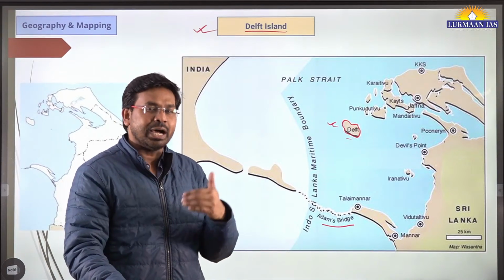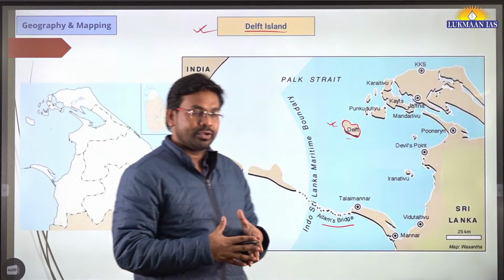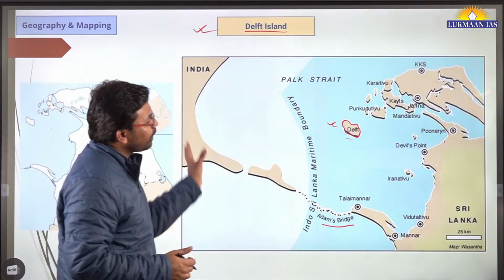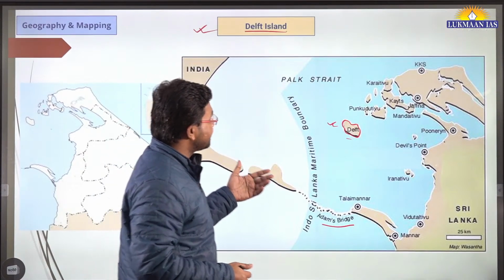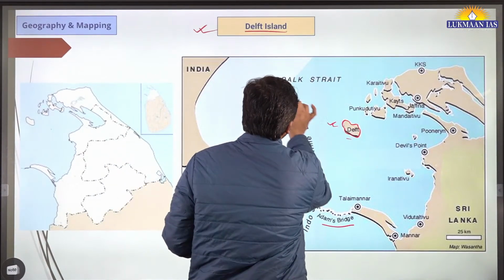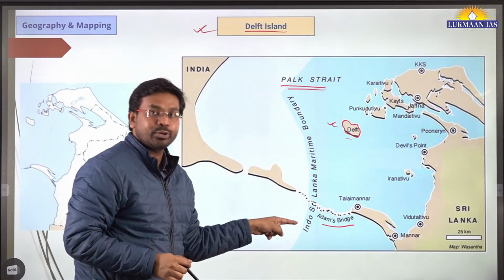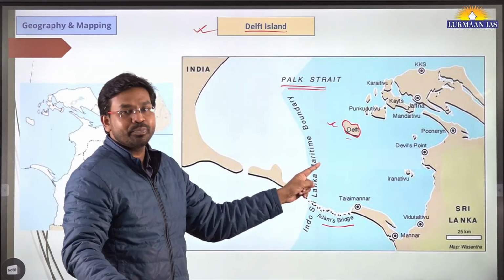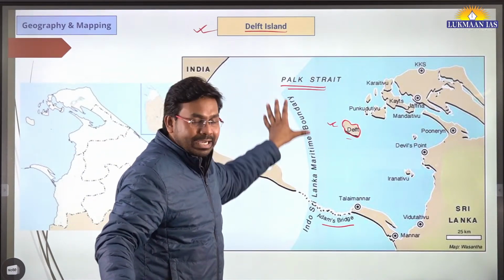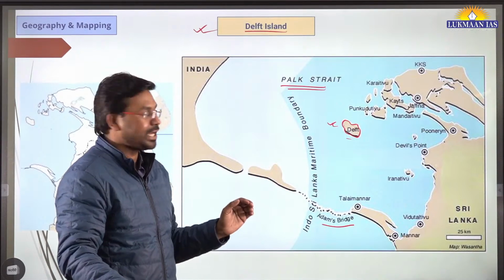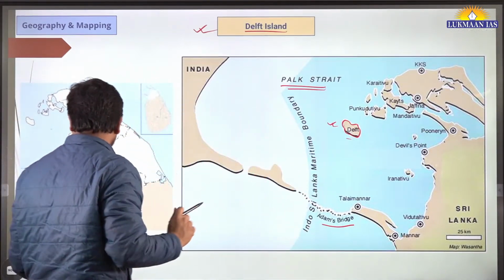Generally about 5 questions are asked by UPSC from the mapping topics, and from the geography point of view this is very important. Apart from this there are many other locations also that are important. For example, between India and Sri Lanka there is a strait that is known as Palk Strait. A strait is a narrow channel of water that separates two land masses, and it connects two water bodies. So it is located between India and Sri Lanka. This is the map between India and Sri Lanka, and this is the location of Delft Island.